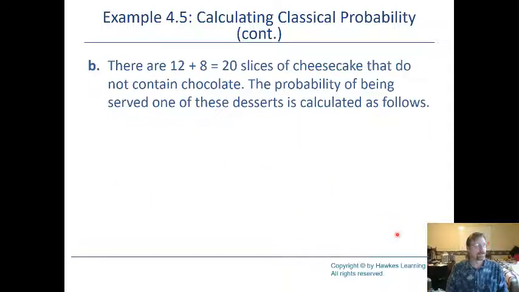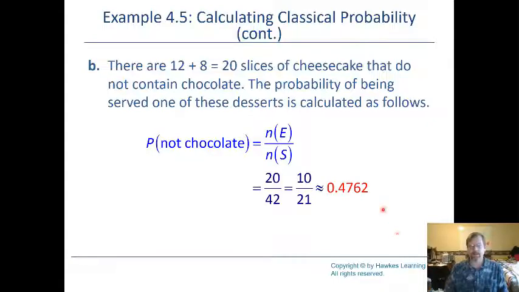All right, here we've got 12 plus 8, so it'd be 12 caramel, 8 strawberry that do not contain chocolate. Same calculation, same formula: the number that fits our event and the total number of outcomes in the sample set. We get 20 over 42, or 47.62%.